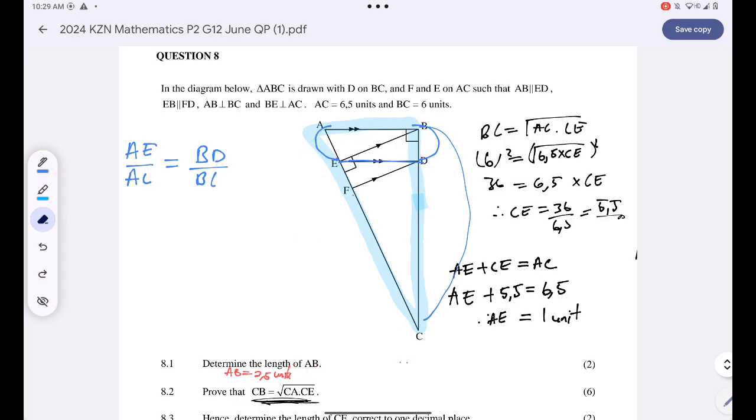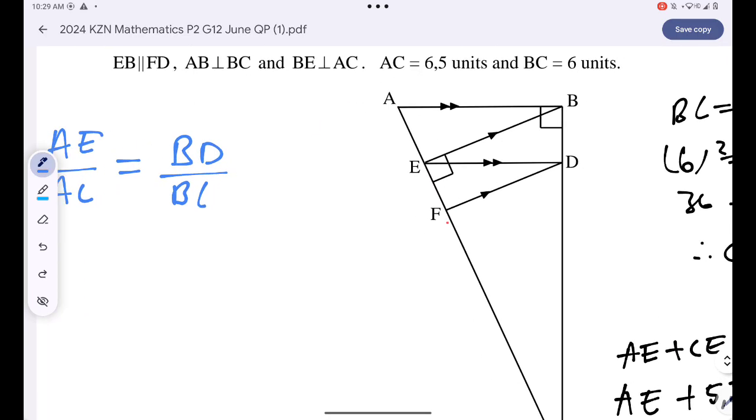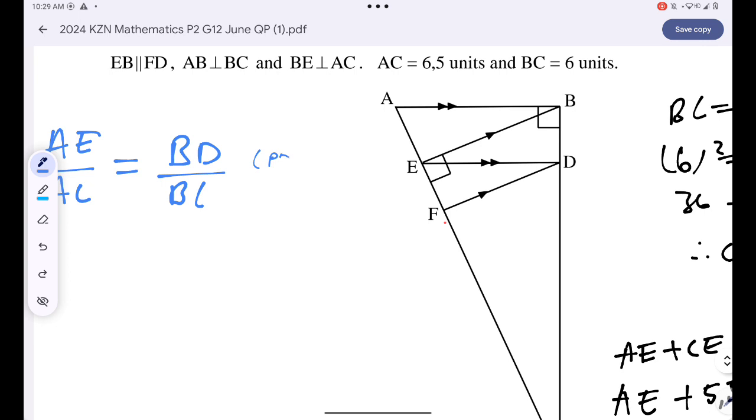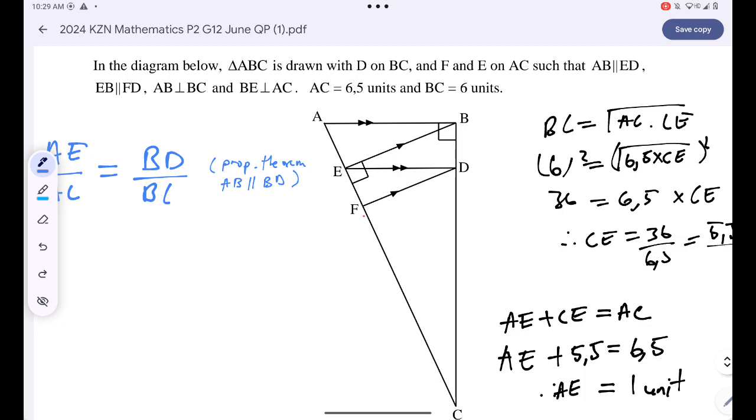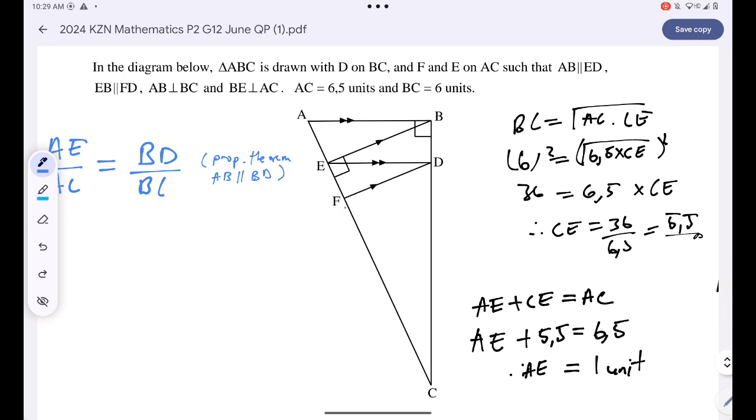And the reason behind it, I'll simply write prop theorem. And the prop theorem is true because AB is parallel to BD. Are you together? So I know that AE over AC is equal to that, right?